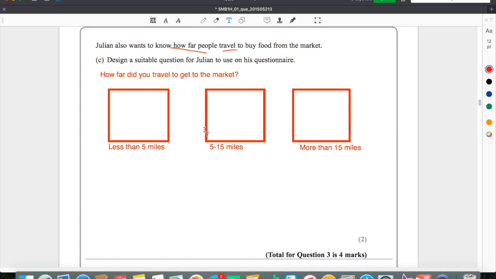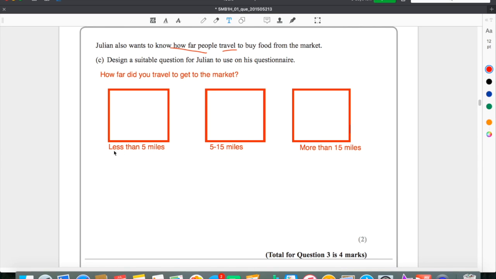And the key here with answering this question is we have to have some kind of scale. And I've used miles here. And it doesn't matter what we use. We could use meters, we could use kilometers. It doesn't matter. That's not what the question is asking. We just need to make sure we do have a scale, and we also need to make sure that the boxes do not overlap. So for example, if we said 0 to 5 miles in this box and then 5 to 10 miles in this box, then we wouldn't know which box to tick because we have 5 miles in both.